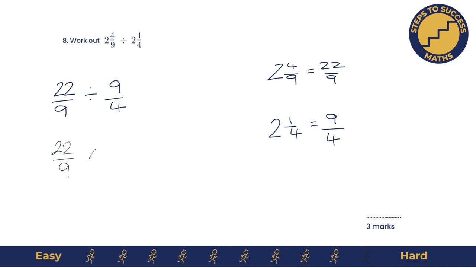22/9 times 4/9. Now you can see you can't cancel. So we need to do 22 times 4, which is 88, and 9 times 9, which is 81. Now let's write it as a mixed number. So 81 goes into 88 just once, and we'll have 7 left over. So 1 and 7 out of 81.